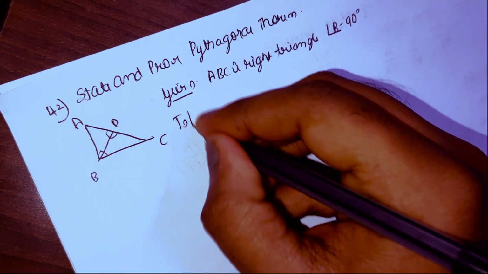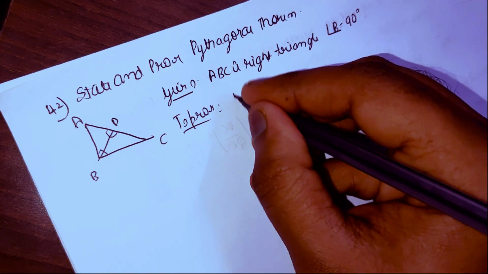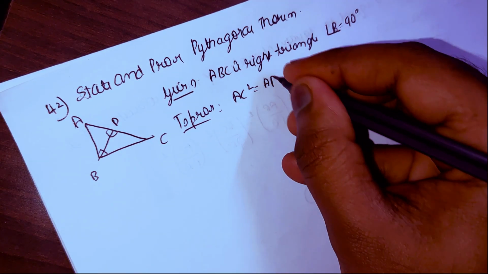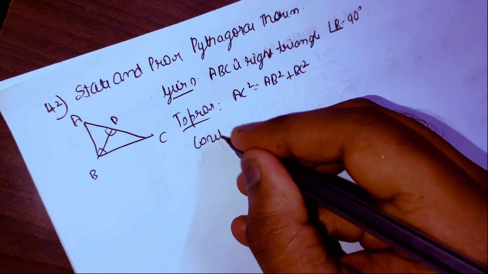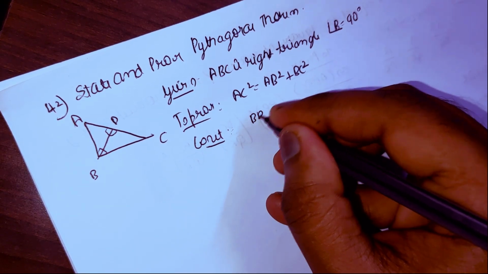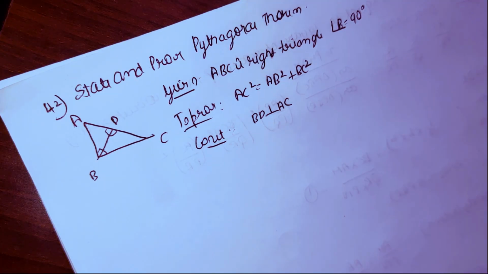Now to prove: AC square is equal to AB square plus BC square. Construction, what we have done, we have drawn a BD that is perpendicular to AC. Now we will look into the proof.